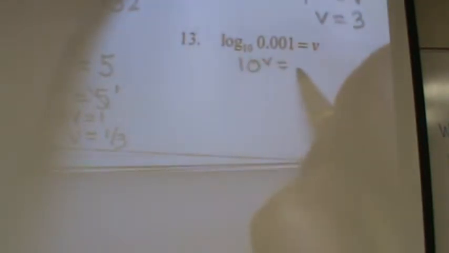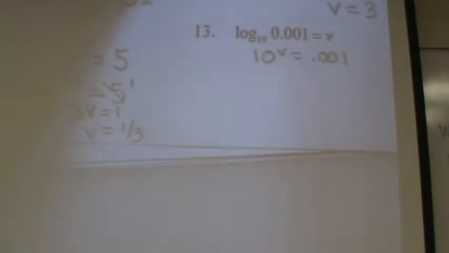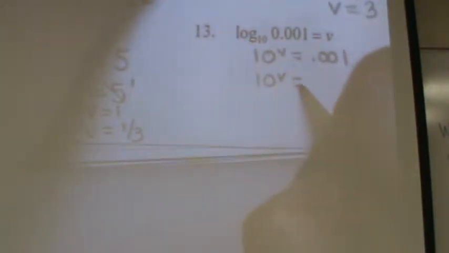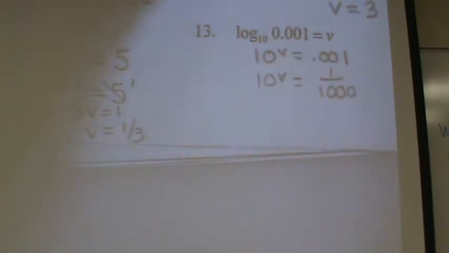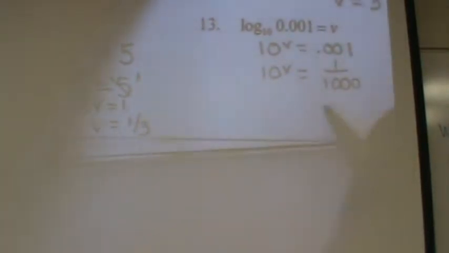Number 13. 10 to what power is 0.001? Anyone know? Negative 3rd. It's negative 3, because this is 1 over 1,000. And if I brought this up, it'd be 10 to the negative 3. Just going to write negative 3.